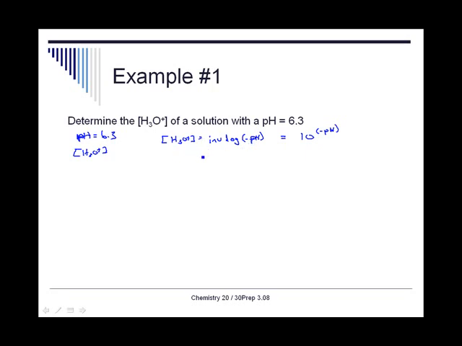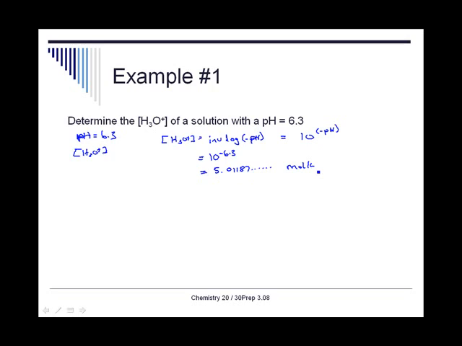So we'll plug in our numbers here. I'll just write it as 10 to the negative 6.3. That's the inverse log. On our calculator, it's usually a second function log, and then you can enter your negative 6.3, and we get 5.01187 and so on, and this is moles per liter.